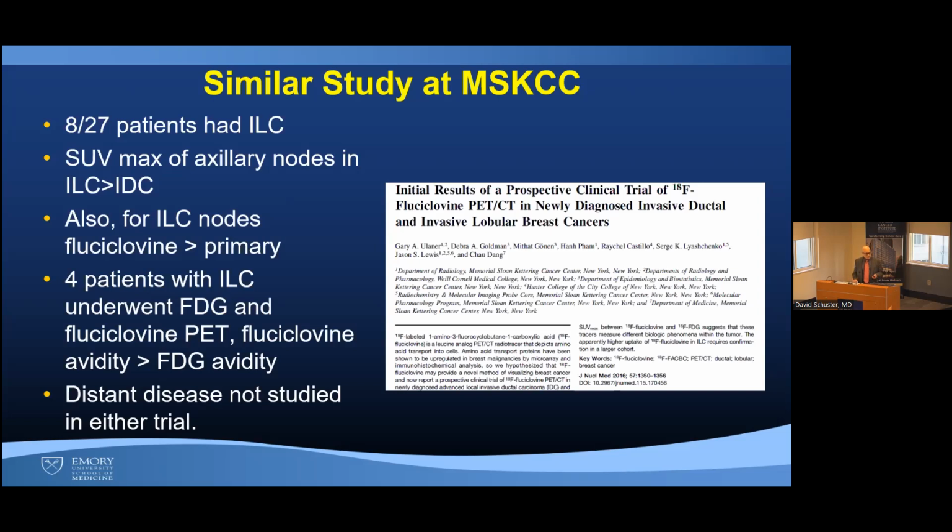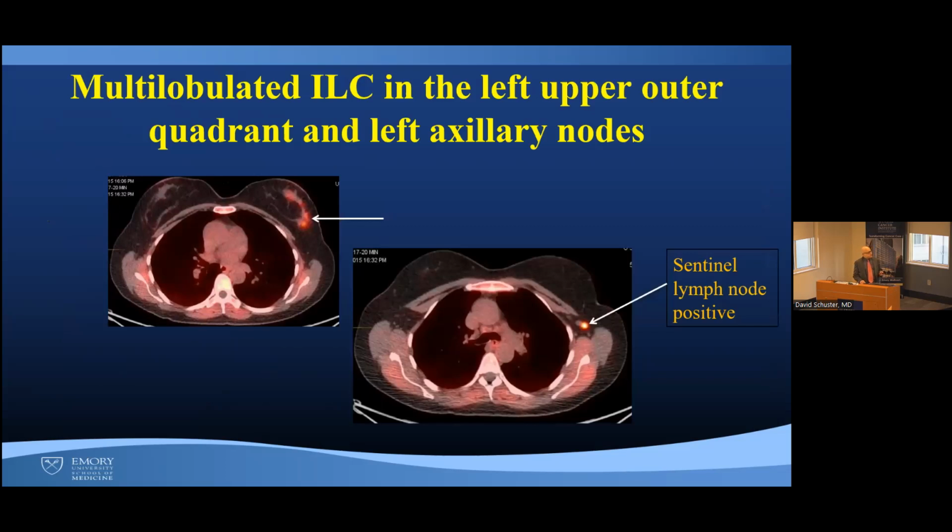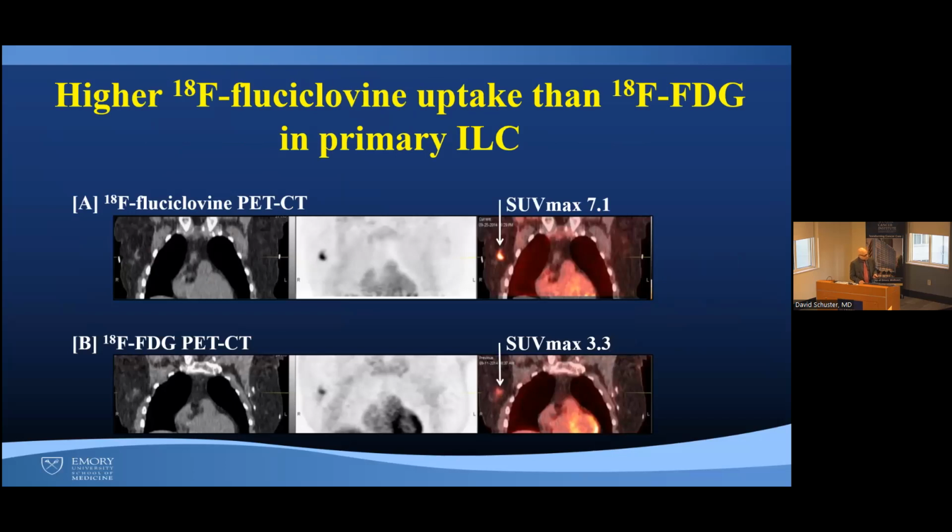Distant disease, again, was not studied in either trial. This was kind of a preliminary trial of local, regional, and primary disease. So from that series, here we have a patient with multilobulated ILC, left upper outer quadrant. We could see uptake with fluciclovine and really good intense uptake with fluciclovine in an axillary node, which is proven to be metastatic. Also, from this series, here we have the same patient, imaged with fluciclovine and FDG, and for this lesion within the breast, there was greater uptake with fluciclovine than with FDG.